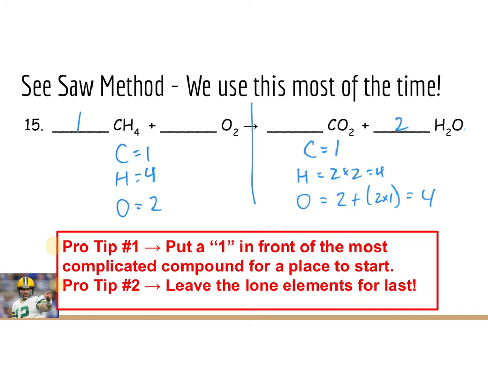I have 4 oxygens on the product side. I have 2 oxygens on the reactant side. So what do I need to do? Multiply that by 2. My CO2 can stay the same. So my balanced formula would be 1, 2, 1, 2.